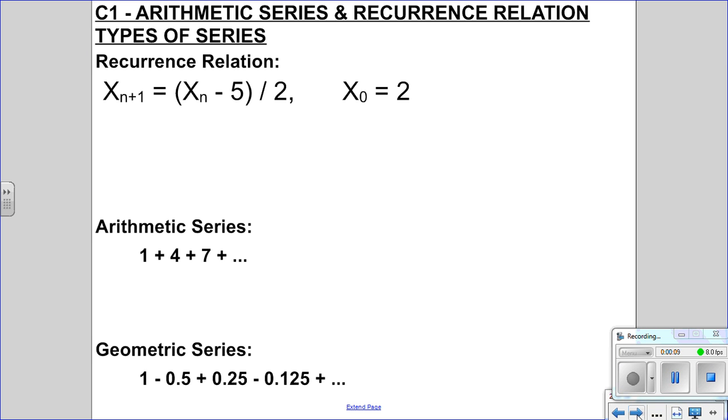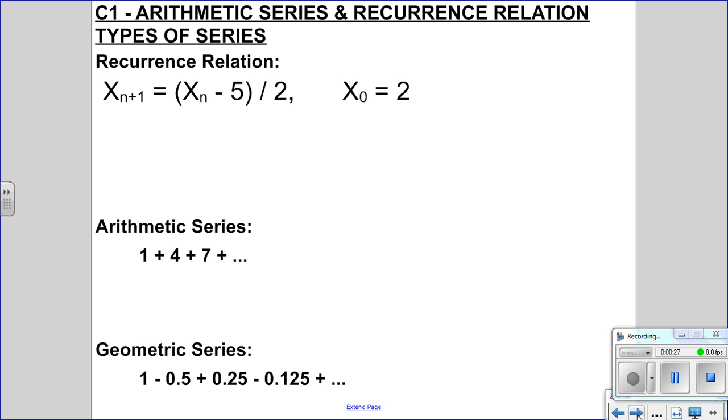Okay, hi everyone. So, another second attempt after the audio didn't work, so try and be as into this as possible. What you've got is for C1 and C2, you've got three types of series or sequences.